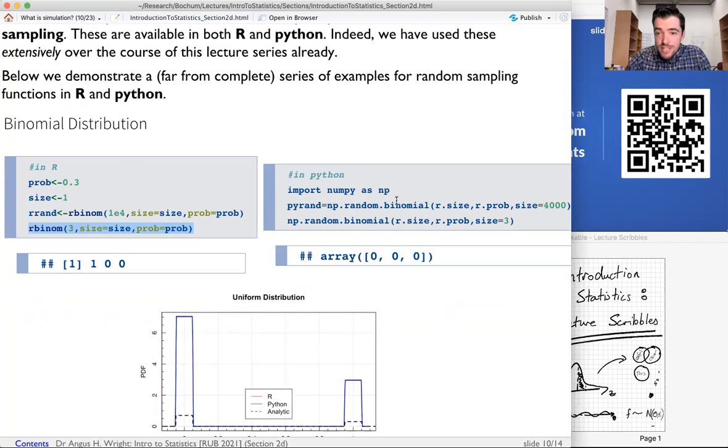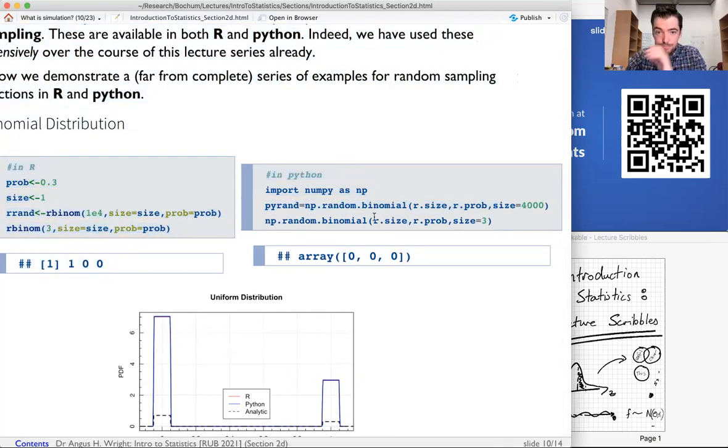And you can do exactly the same thing in Python using NumPy. So NumPy has this submodule random, and in random there is a significant number of statistical distributions that you can sample from. Very similar syntax, just that the size is at the other end in Python, and so you end up with this. I've done 4,000 observations here, so 4,000 observations of a random binomial with the same probability and size from over here.